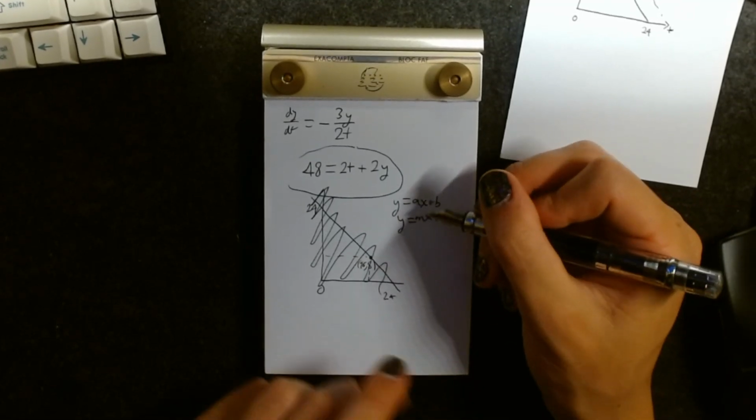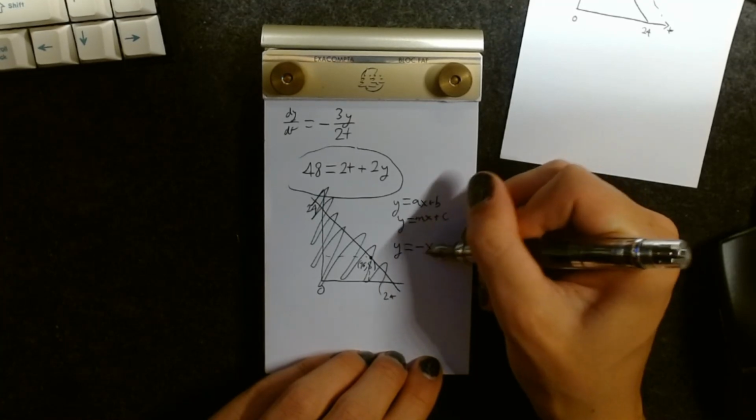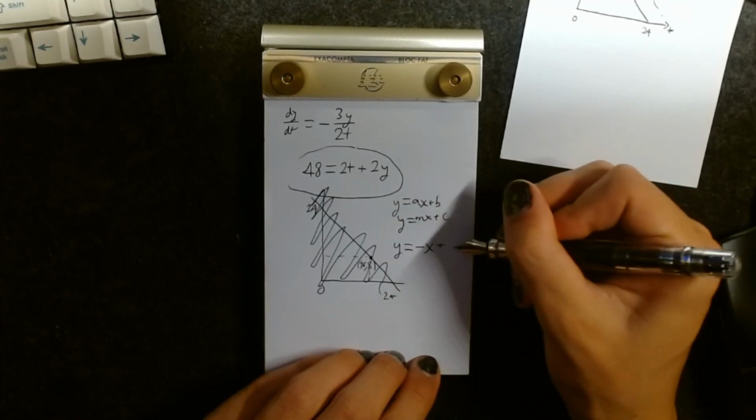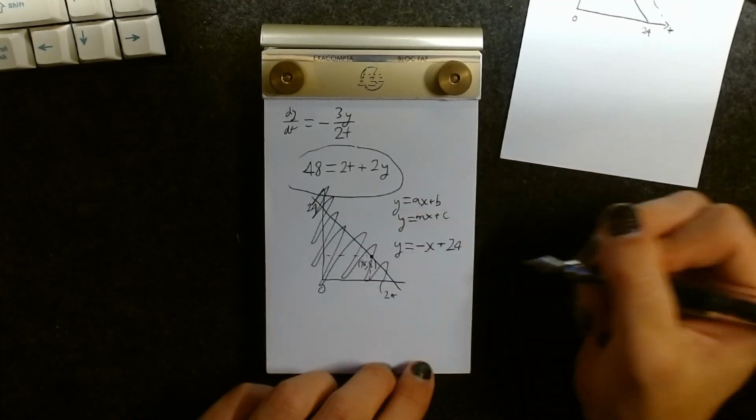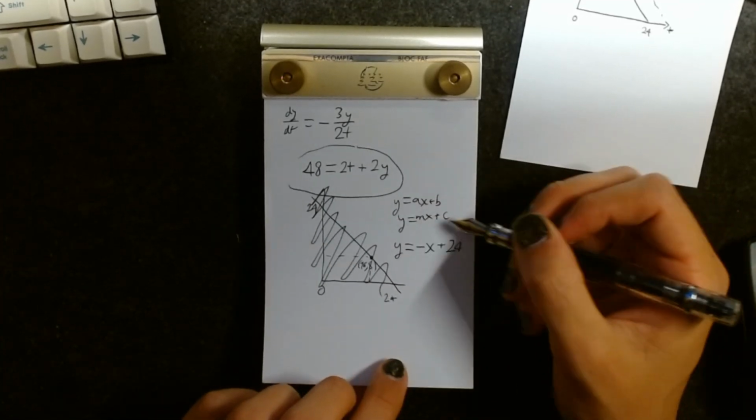I'll leave you to do that. You can probably do that by yourself. But what you should end up with is y is equal to minus x plus 24. I know that graph may have made it obvious, but just bear with me. So we've got that budget constraint.